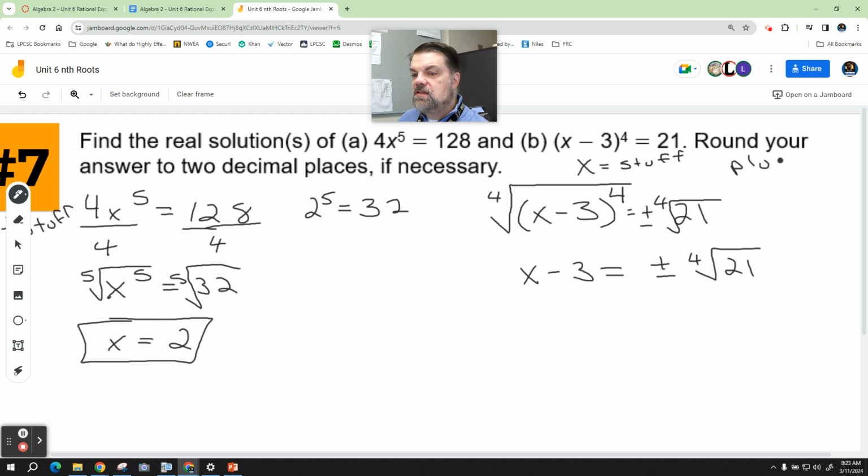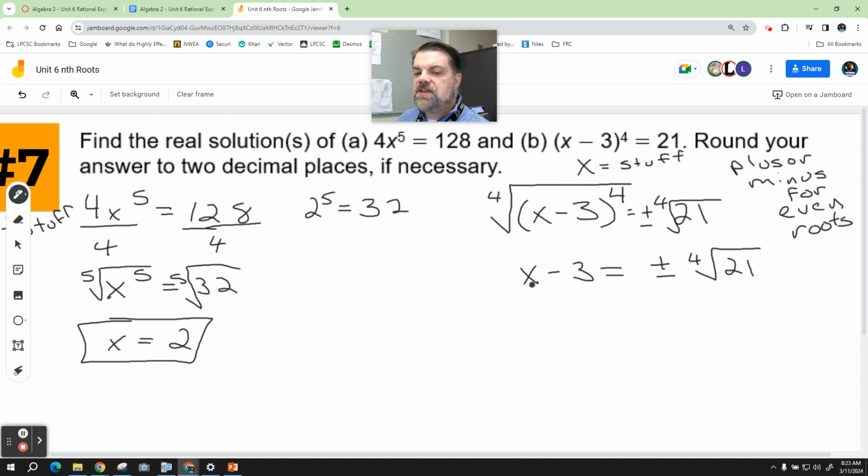Plus or minus for even roots. Okay. Notice I didn't write down the plus or minus here because we can have negative roots, we can have all kinds of stuff. So here we don't need to do that.